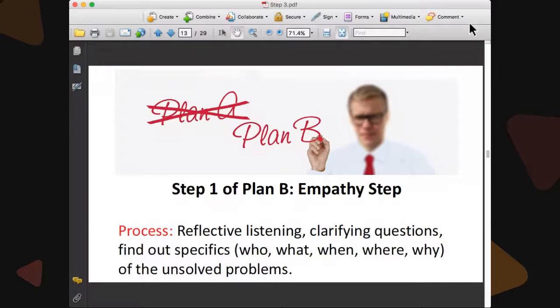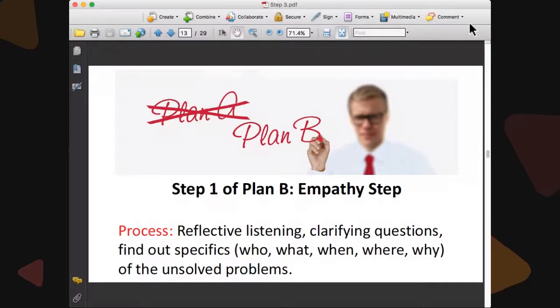Now, the process that you're going to go through is really a process that probably most of you are familiar with as far as reflective listening. Repeating back what your child has said. Make sure that you understand, that you ask some clarifying questions like, "Can you give me an example?" Or, "When did that happen?" Or, "I want to make sure I understand. Is this what you mean?"